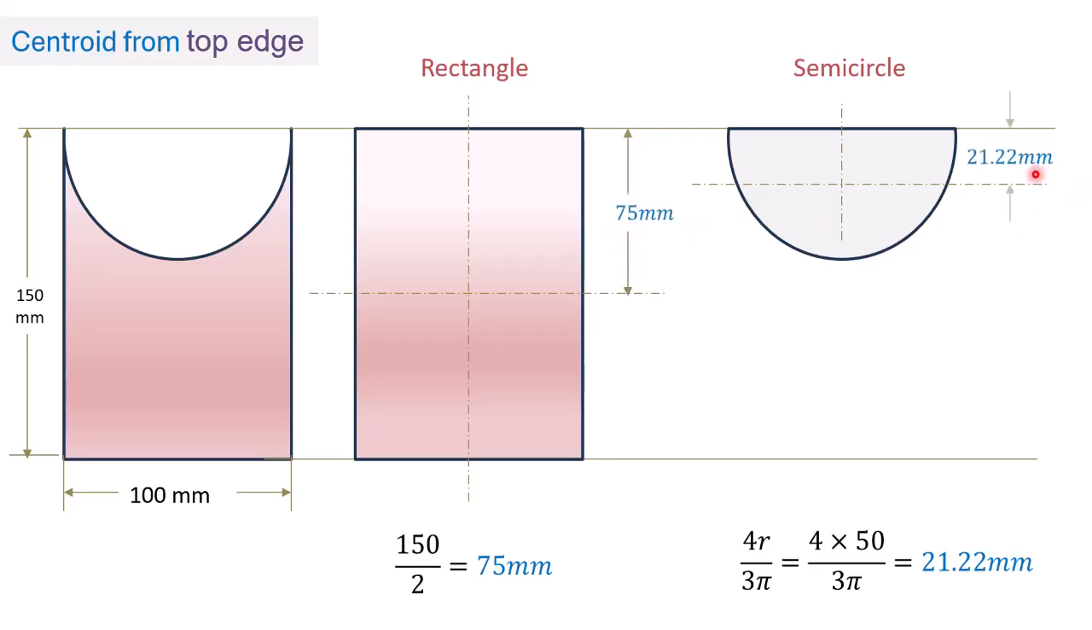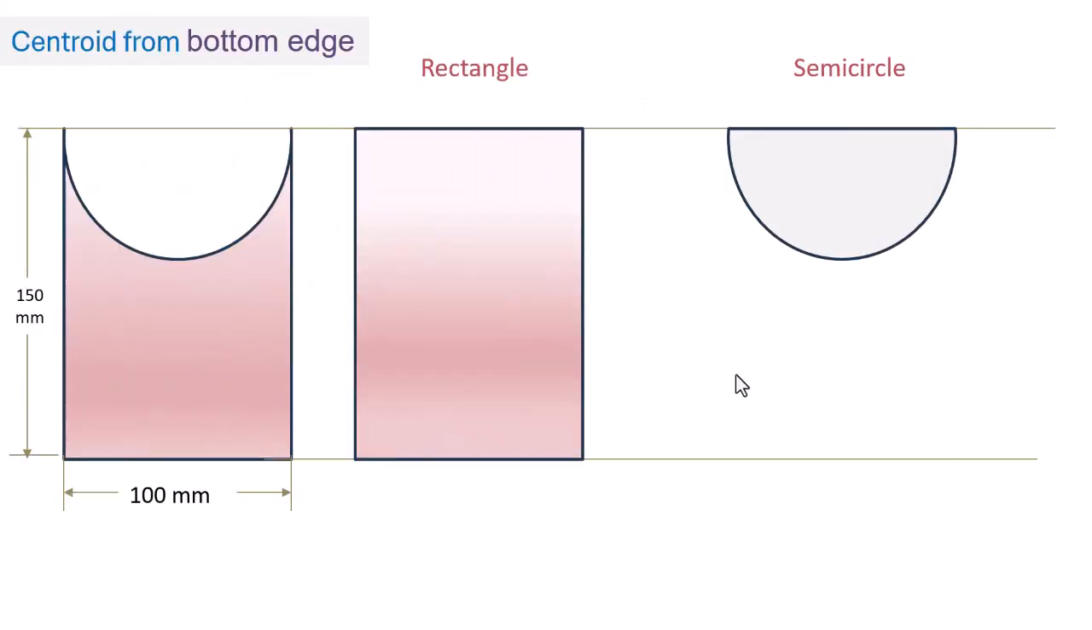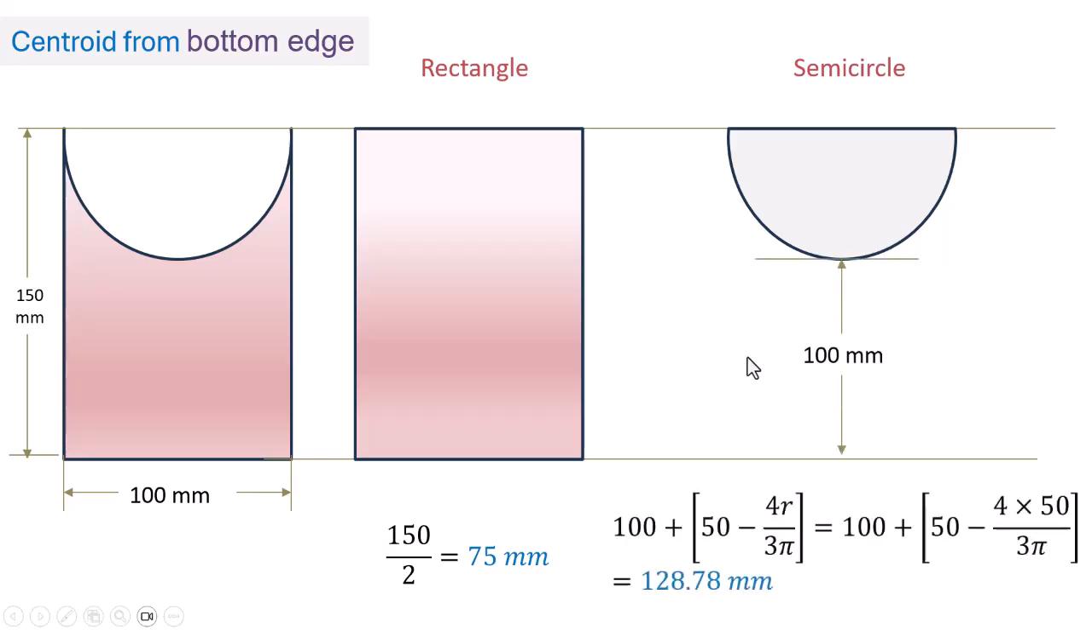Look at here. Now, we do the centroidal calculation from the bottom edge. See here, we will solve. Here we got 75 millimeter as the centroid of the rectangle from the bottom edge. Then we do it for the semicircle also, and we get 128.78 millimeter. And we can show this diagrammatically.